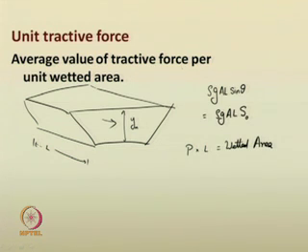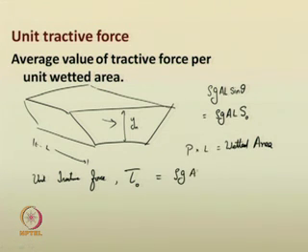So, the average value of tractive force per unit wetted area is called unit tractive force. So, I can define unit tractive force now. In a symbolic way, tau 0 is equal to rho g A L S naught divided by P L, fine, very simple arithmetic. You know what is meant by A by P. So, you can write this as rho g R S naught.